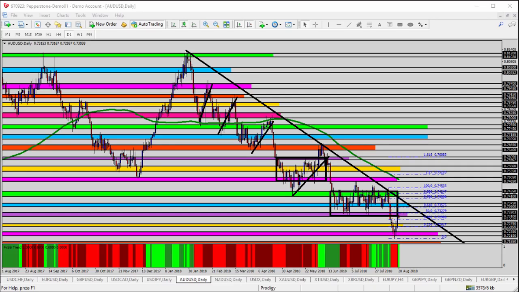Today we're taking a look at the AUDUSD, the Australian versus the US dollar for today's trade analysis. Looking here on the daily time frame, not too hard to see, this currency pair has been in a downtrend for quite a long time.